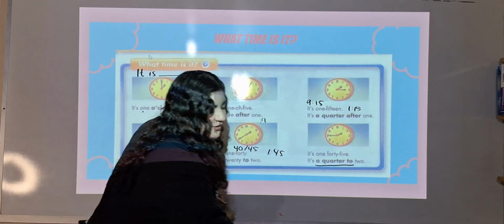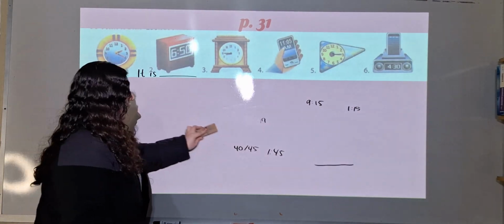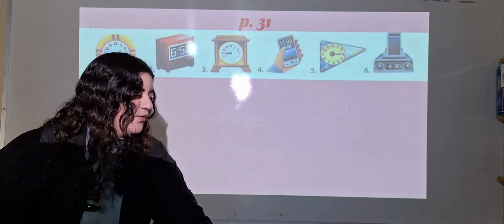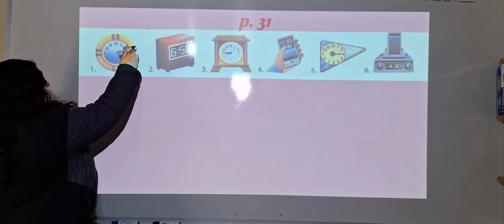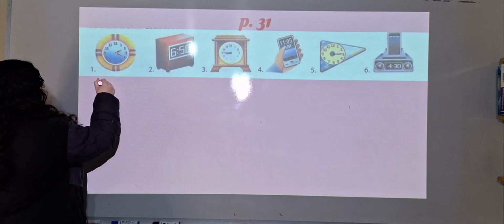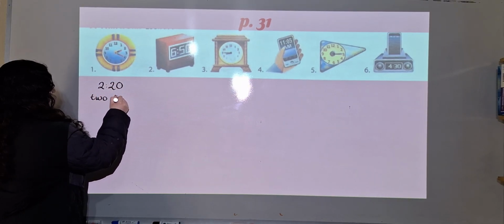Now, we're going to practice on page number 31 in our books. Here we have a set of clocks, and what we're going to do is write down the hour that we see in those clocks. For example, here we can see that it's 2:20, sorry, 2:20.